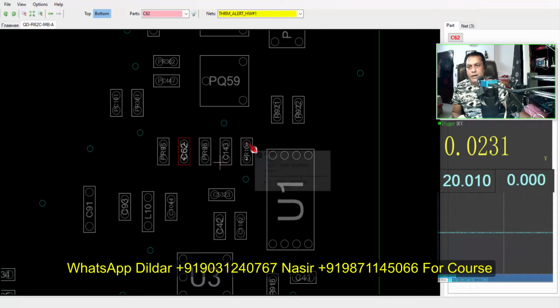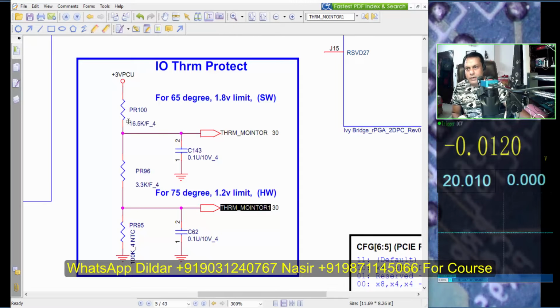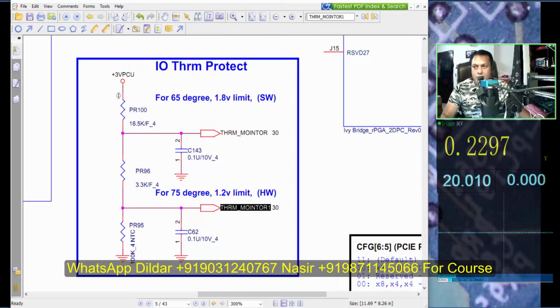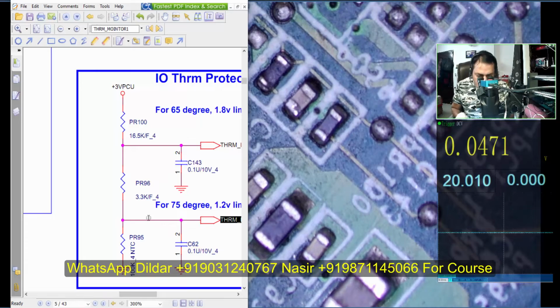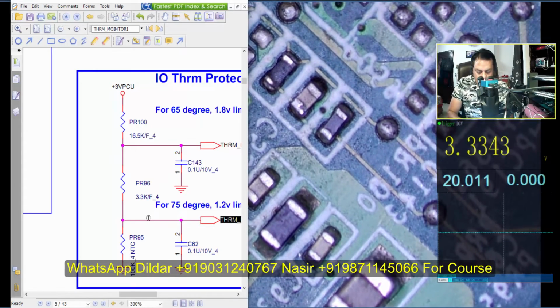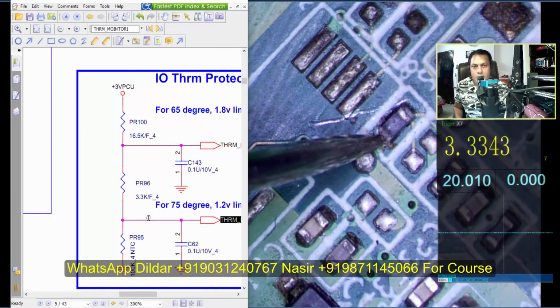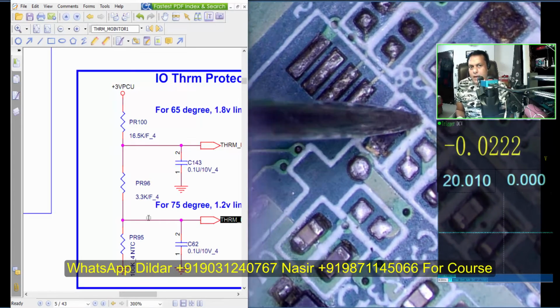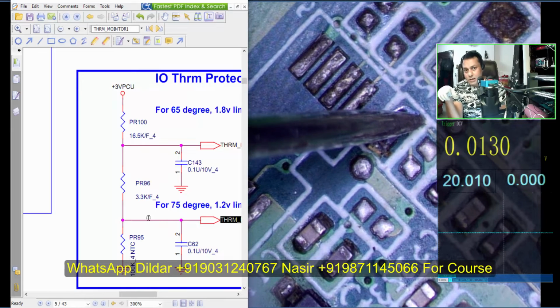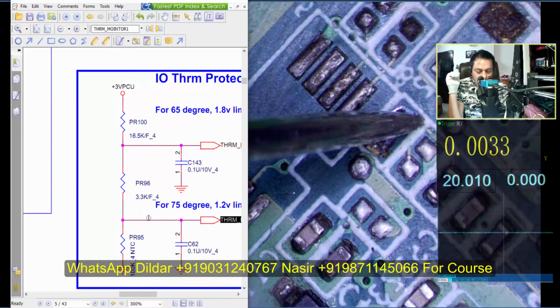I am checking PR100. This side I'm going to check. Now let me check like this. Here, this side I'm getting 3 volt, that's okay. And on this area I'm not getting even the limitation. My limitation is above 1.8 volt. It must be above.